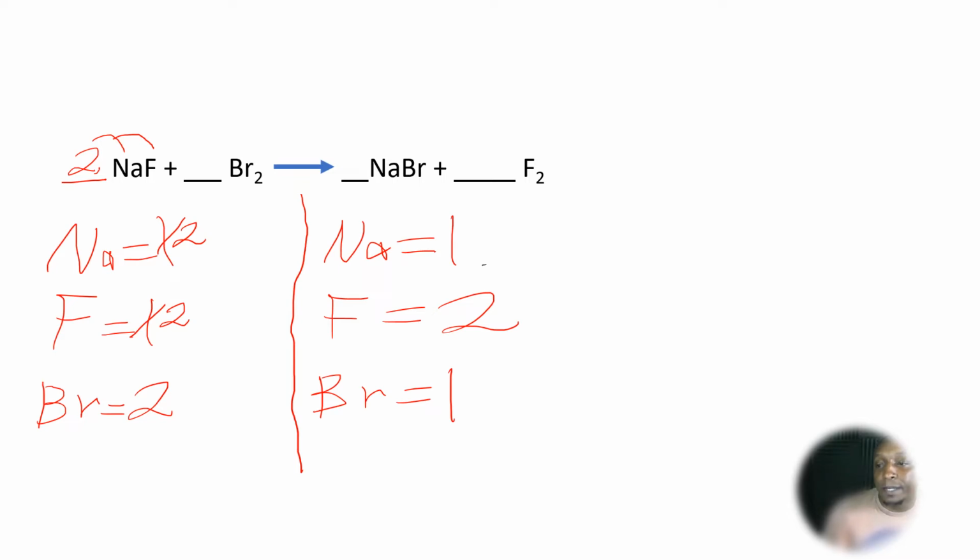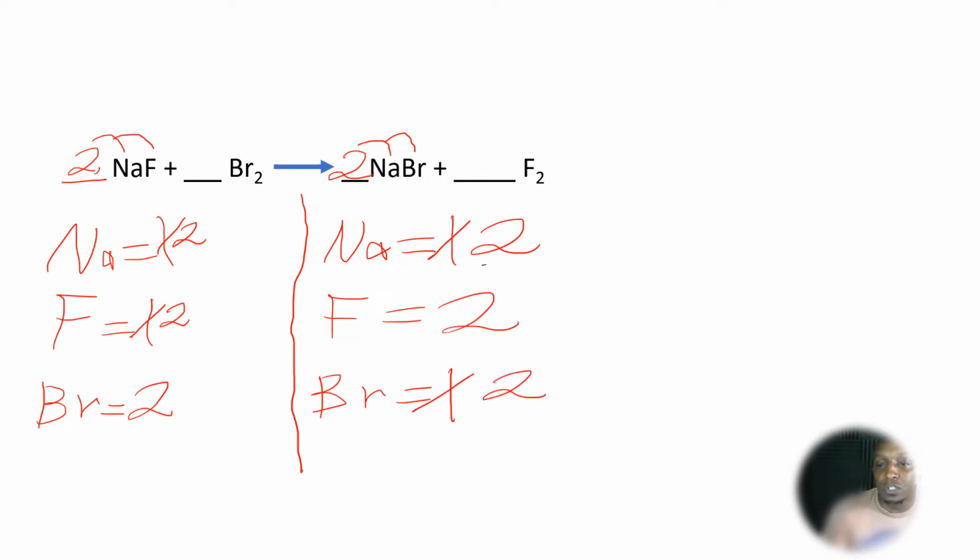But now if I look at it, I only have 1 sodium here, but I have 2 on my reactant side. So common sense tells me that if I have 2 on the left, I would want to have 2 on the right. So guess what I'm going to do? I'm going to go ahead and put a 2 right here. That 2 gets distributed to sodium and bromine. So I cross that out. I have 2 sodium right here, and then I have 2 bromine.